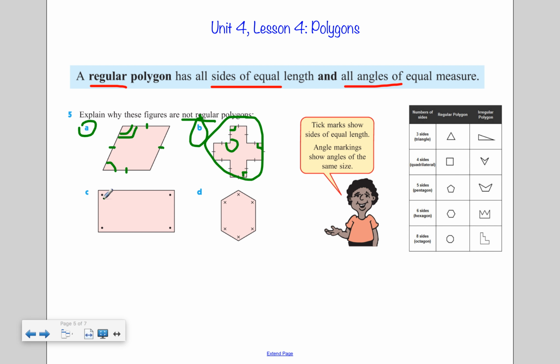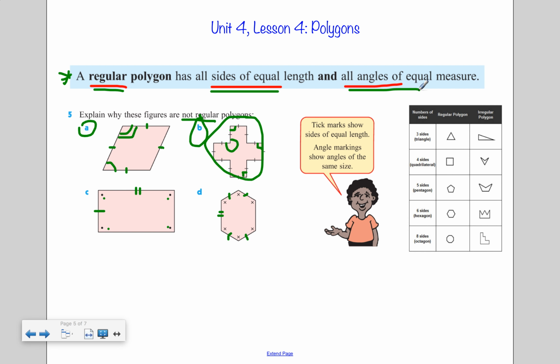Part C, we have 1, 2, 3, 4 equal angles, but the sides are different. Clearly that is shorter than this piece here, so that one's not regular because of the sides. And then D is the same as C. These 1, 2, 3, 4 look to be the same, but that one there is clearly longer. So part D is also a problem with the sides. If you haven't taken a moment to pause and write down this definition, please do. A regular polygon is simply one that has all equal sides and all equal angles.